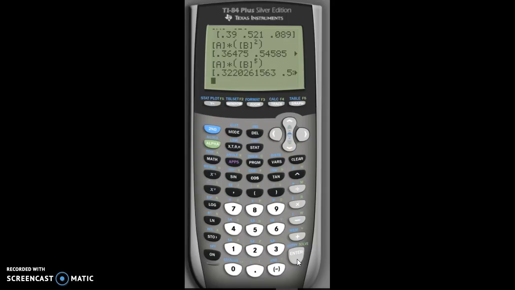All right. That is how you enter the matrices in and how you use the formula to find the state you're trying to find. Thank you.